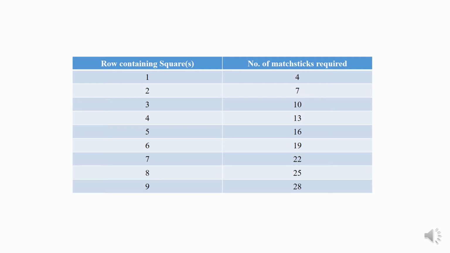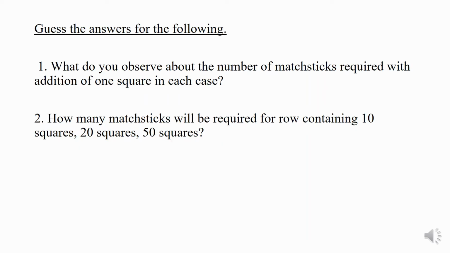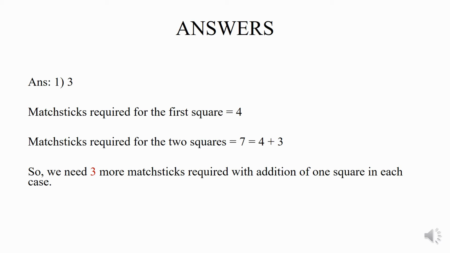Like that, a gap of 3 is there. So based on this, let me check your knowledge. Can you guess the answers for the following? Okay, you guessed right. So let us see the answers. For the first question, the answer is 3. Because matchsticks required for the first square is 4, and matchsticks required for 2 squares is 7. It is nothing but 4 plus 3. A gap of 3 is there. So we need 3 more matchsticks in addition for each square added.